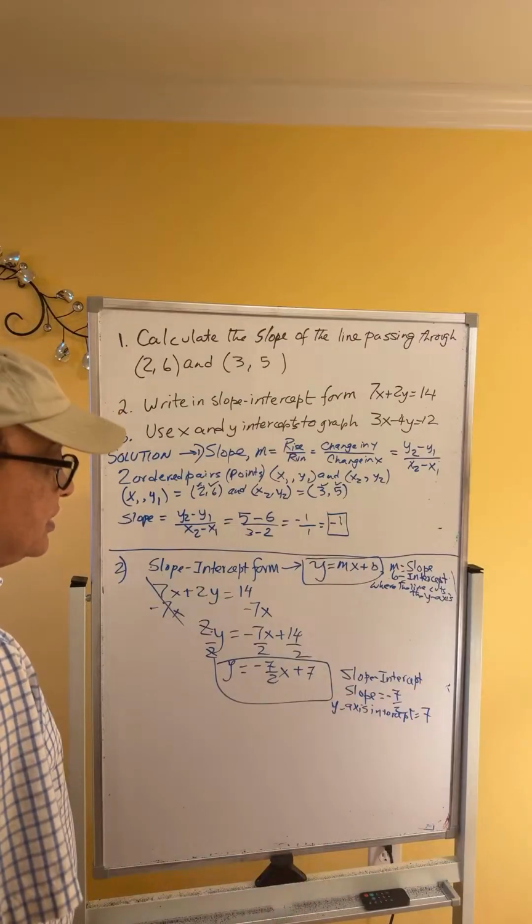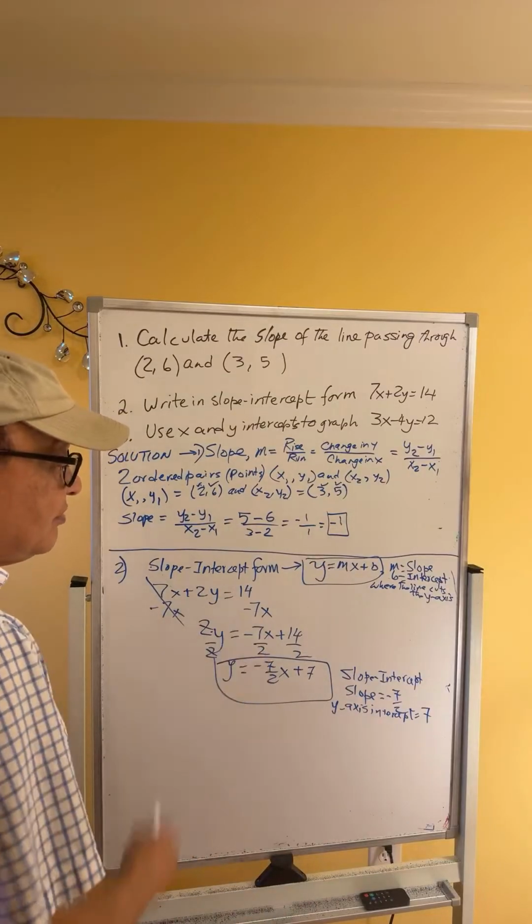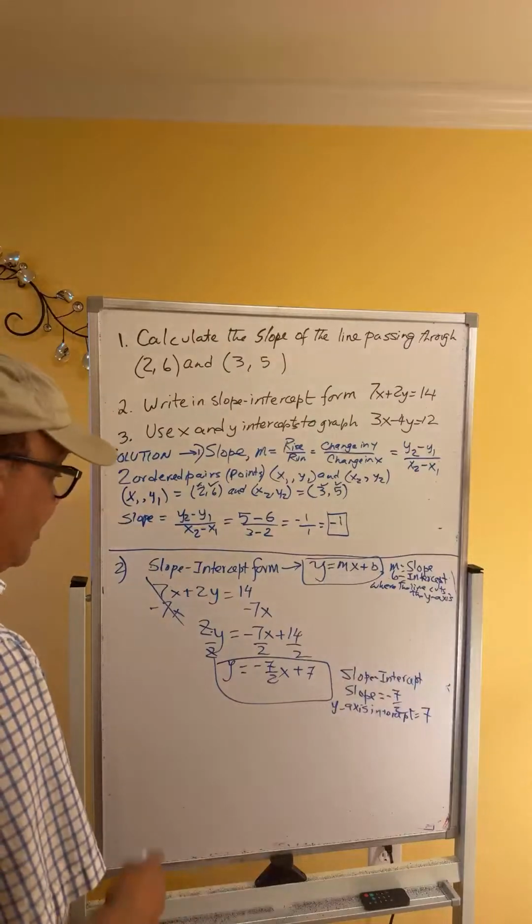Should I convert it to a decimal? No, you can leave it like this, minus 7 by 2, and the intercept is 7.